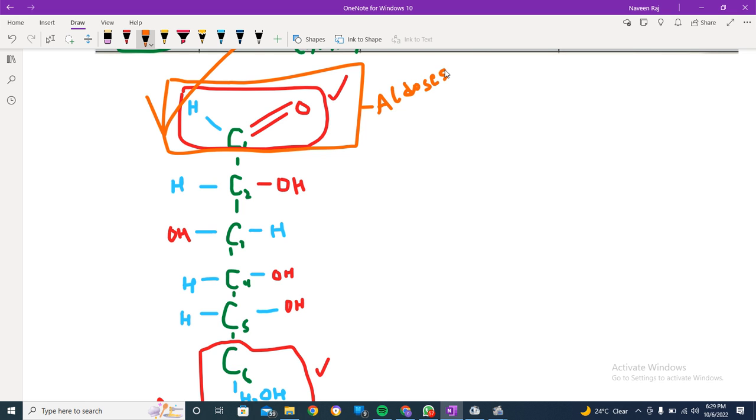Now we're going to move forward to the next part, the ketoses, and in ketoses we have another difference, and we're looking into that.